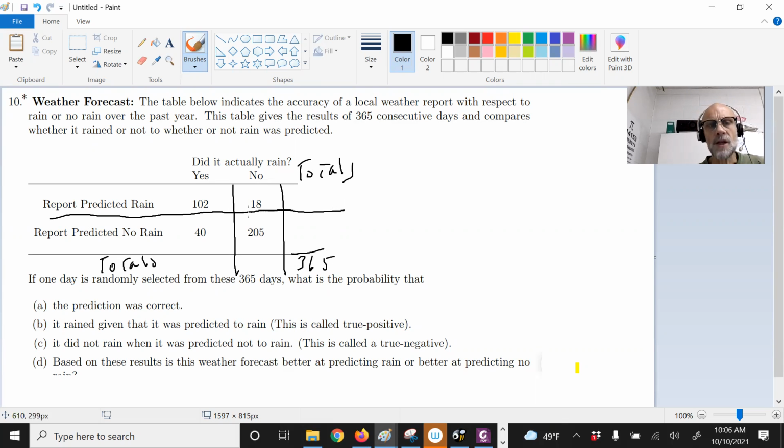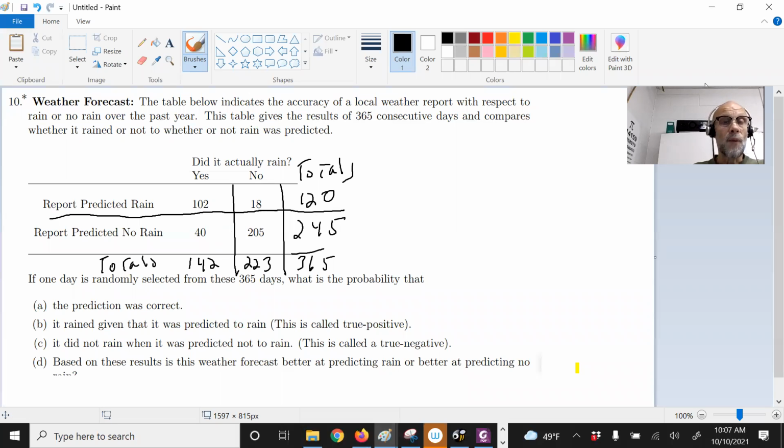So 365. I've got 120 days where the report predicted rain, and 245 days where it predicted no rain. I'm switching back and forth between Zoom and Paint's tools. Now I do these column totals. It was 142 days it actually rained, and 223 days it did not rain, and that added to 365 both ways. So good. Now I might not need all those values, but I have them.